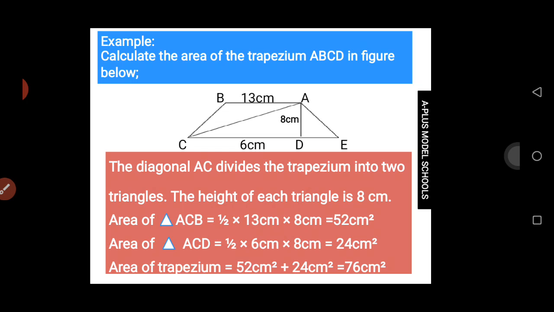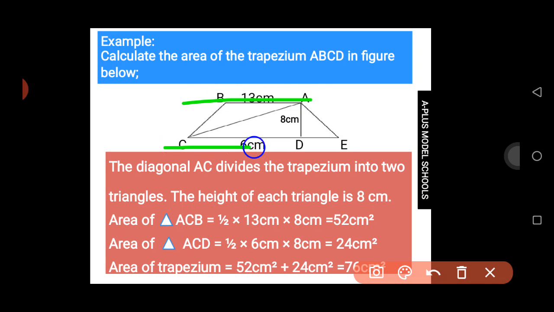Example 1. Calculate the area of the trapezium ABCD in the figure below. Looking at this trapezium, you see that we are given AB, we are given CD. According to what I taught you in the last slide, here we have triangle ABC. So if I want to look for the area of this trapezium, I can look for half of the area of triangle ABC, which is 1 over 2 multiplied by 13, which is the base, times the height. You can see it is sharing the same height with triangle ACD, which is 8.